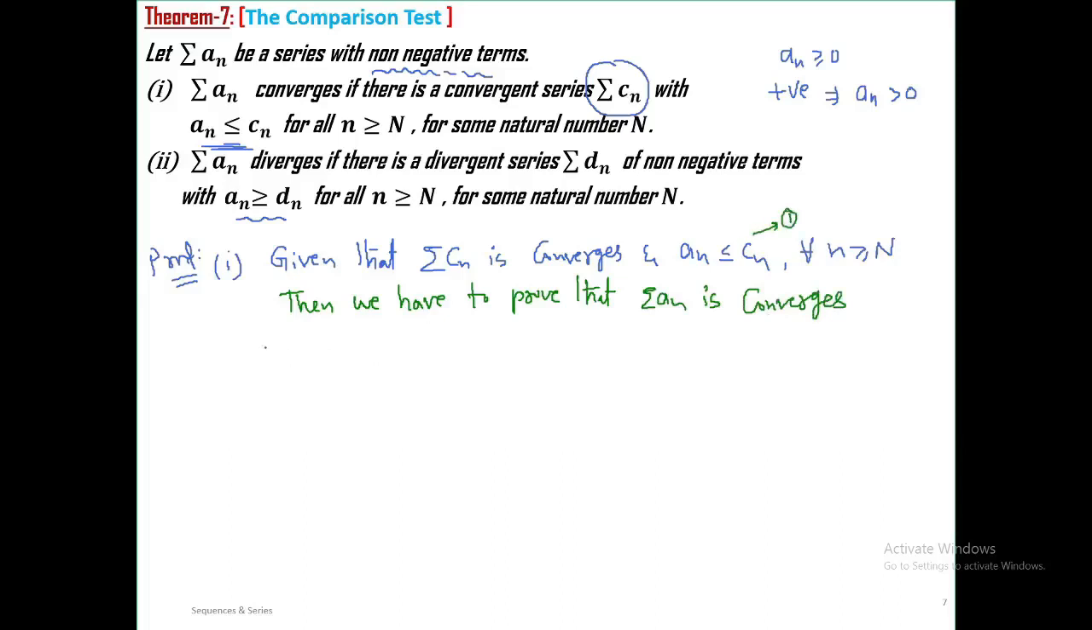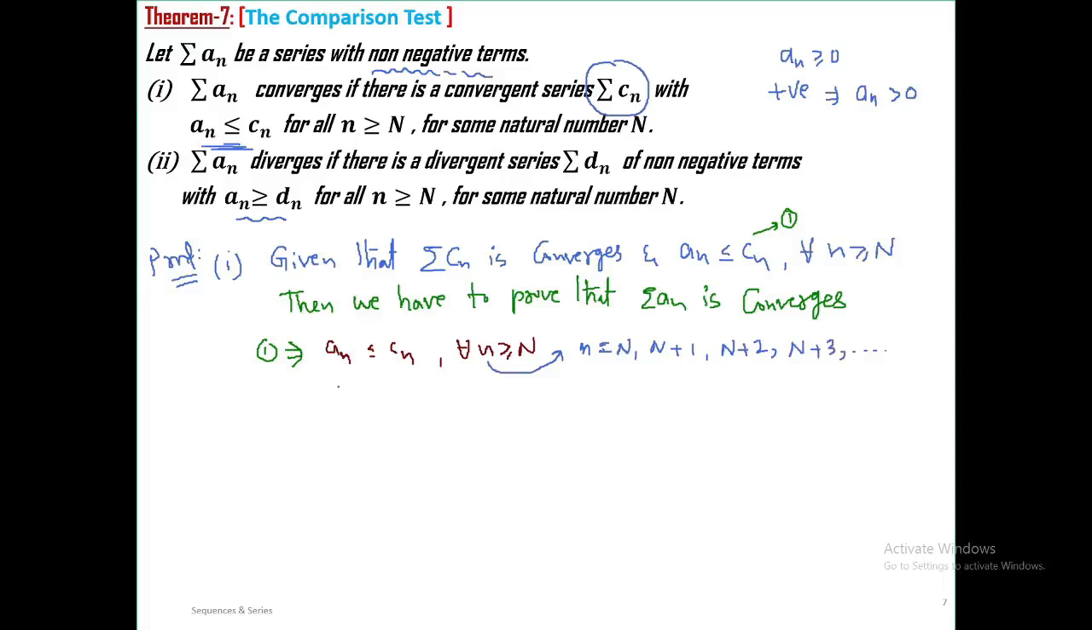So 1 implies an is less than or equal to Cn, already given to us, for all n more than or equal to some capital N. What does n more than or equal to capital N mean? What are the possible values of this n? Small n takes capital N, N plus 1, n plus 2, n plus 3, and so on. These are the values n can take.